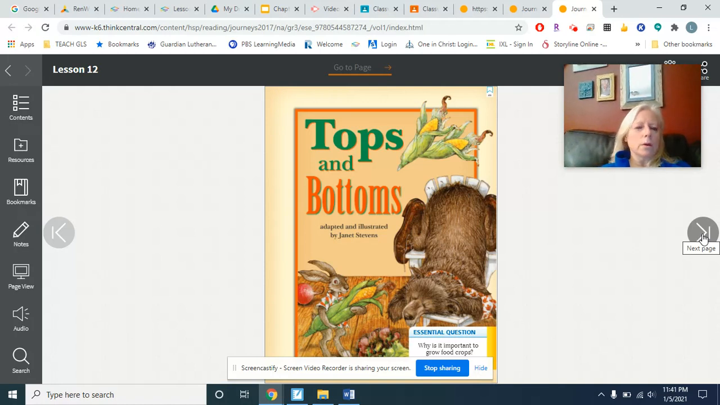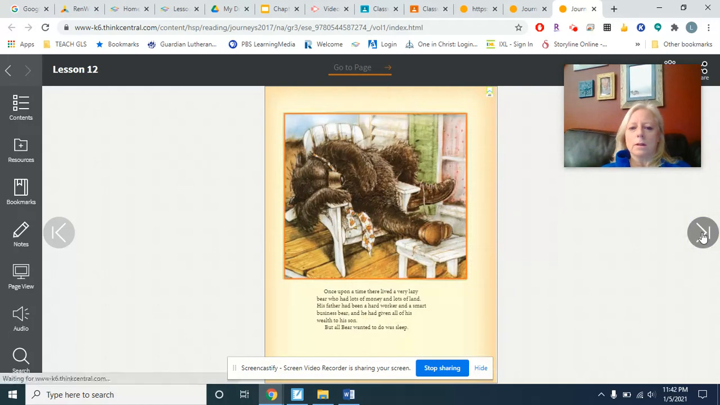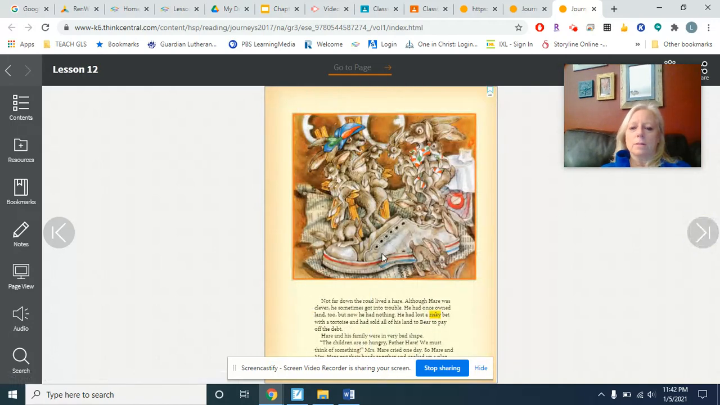Well, this story, Tops and Bottoms, which is written by many different authors, and Janet Stephens' version, is kind of the sequel to what happens with the hare. So at the beginning of the story, you find a lazy bear, and then you have the hare. Think of the tortoise and the hare in that story, because like I said, this is sort of a sequel to that story.